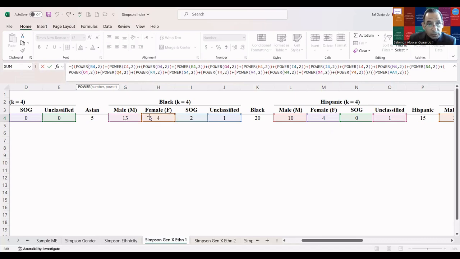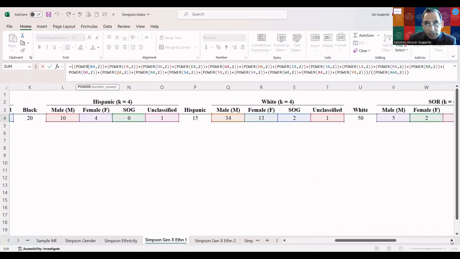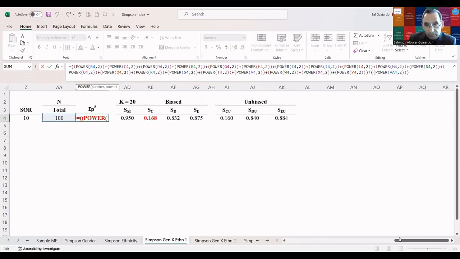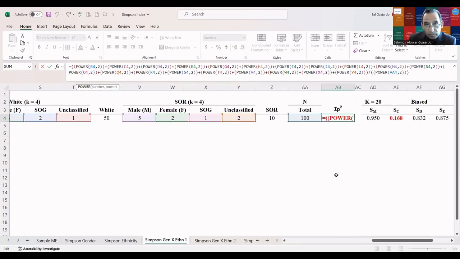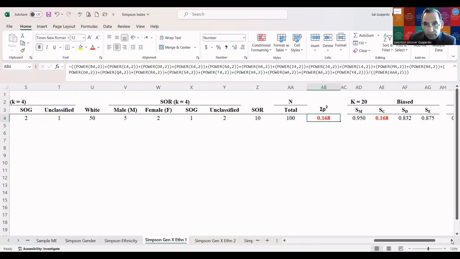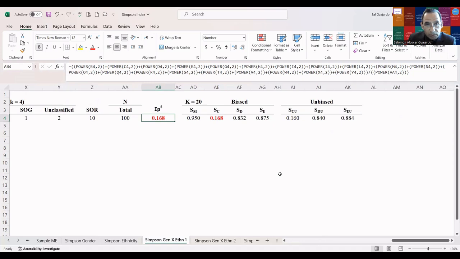So when I do that for each of the cells, the product of each cell is going to be added up, and then it's going to be divided by the total number of individuals, which is 100 times 100. When I do that, that's going to give me a concentration coefficient, a biased concentration coefficient of 0.168.